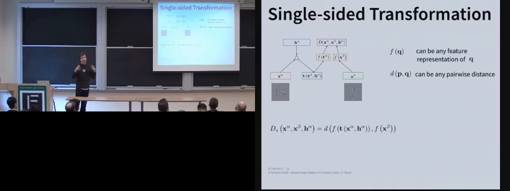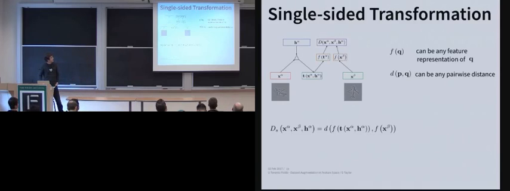Similarly, the function or the metric that we're using to compute distance can also be any pairwise distance, but we're actually going to assume that we compute a Euclidean distance in this feature space because the feature mapping has already taken care of that problem with perceptual similarity.